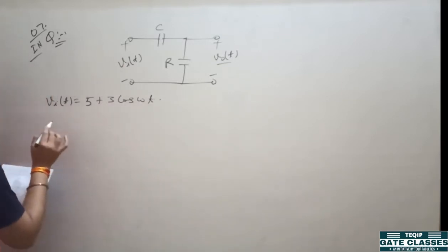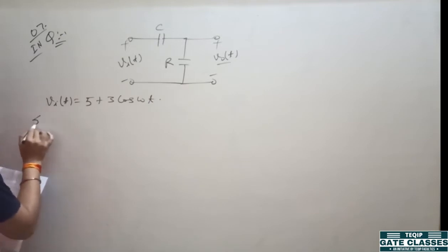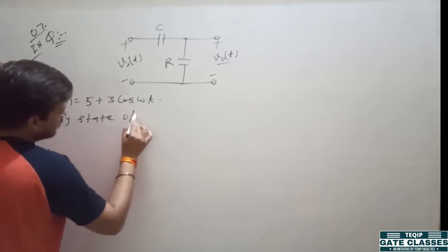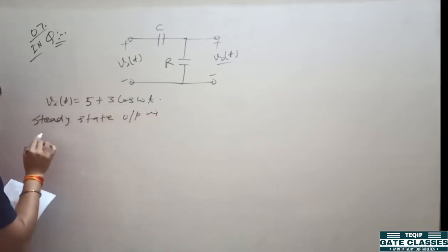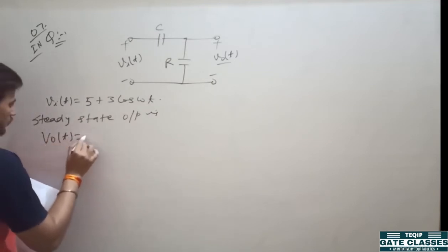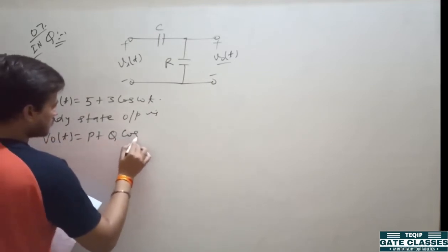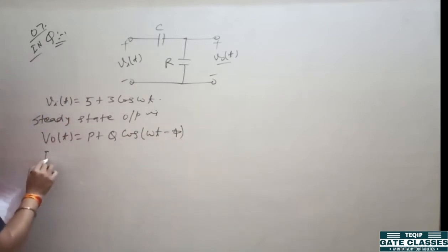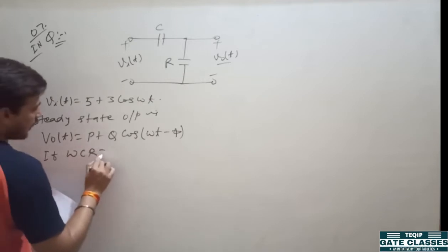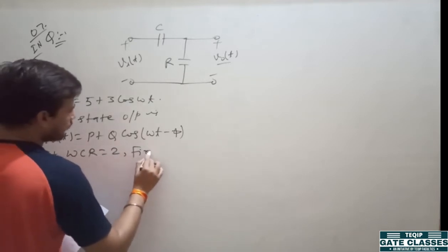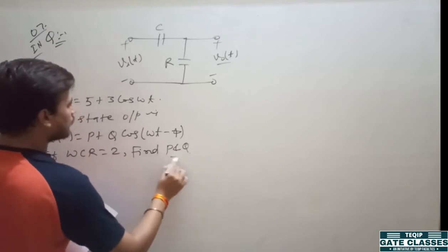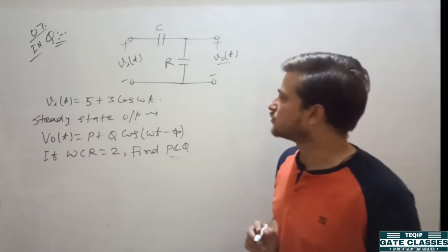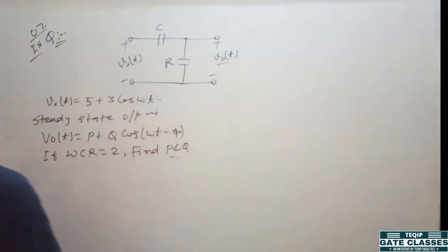They are saying that the steady state output is Vo(t) is equal to P plus Q cos(omega t minus 5). If omega RC is equal to 2, then find P and Q. This is the question. Now let us see how to solve this question.